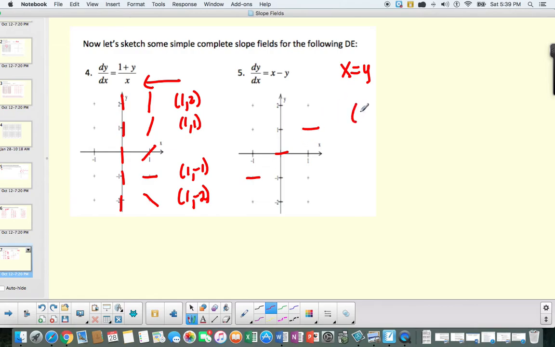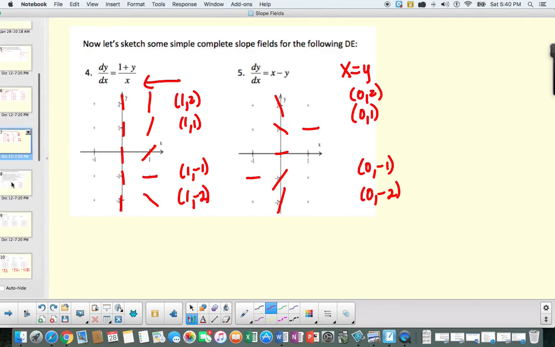So I'm going to use the point 0, comma 1. So this is 0, take away 1, and that'll be a negative 1. Then I'm going to use 0, comma 2, and then that'll be a negative 2. Over here I'm going to use 0, comma negative 1. That'll be a positive 1. And 0, comma negative 2, and that'll be a positive 2. And we go through all the points and we substitute in that same way.